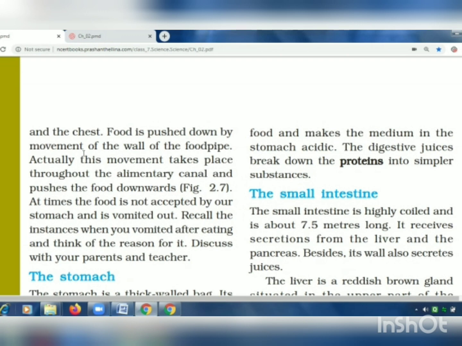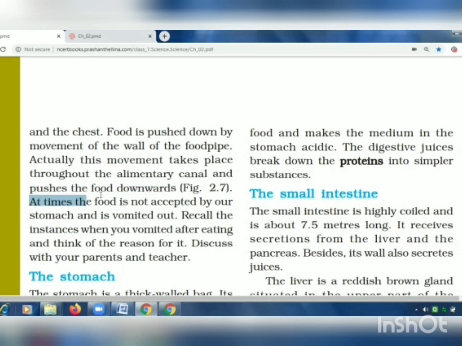Food is pushed down by the movement of the wall of the food pipe. The wall of the food pipe pushes the food and it passes down. Actually, this movement takes place throughout the alimentary canal and pushes the food downwards. This action keeps on continuing in the whole alimentary canal and the food reaches the stomach.